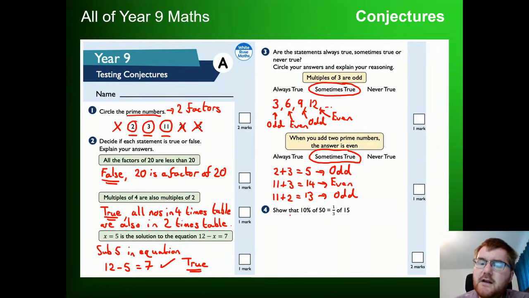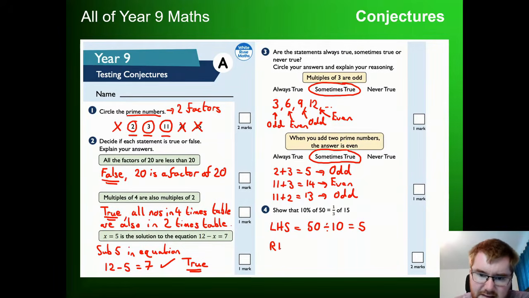Now question 4 here, we need to show that 10% of 50 is the same as a third of 15. The way I would do this is work at the left hand side first. So remember to find 10% of 50. How many 10s go into 100? Well, 10. So we need to do 50 divided by 10. I will talk about that in a later chapter. And that gives me 5.